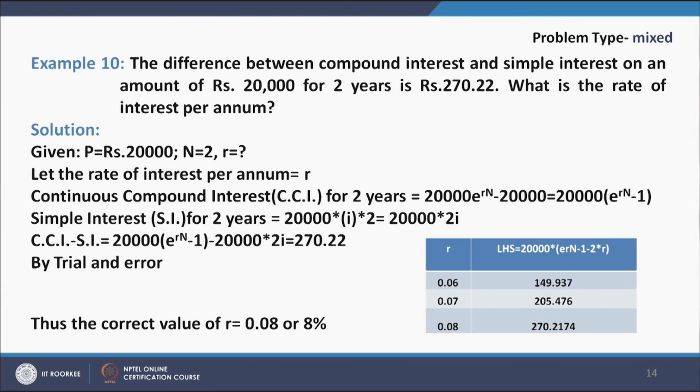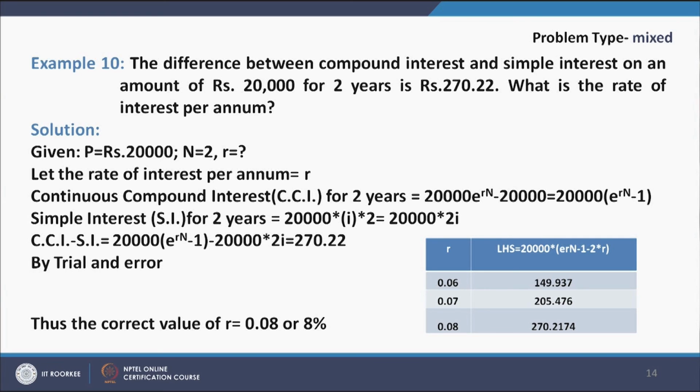Simple interest SI for 2 years is 20,000 into R into 2. So, it is 20,000 into 2R. So, CCI minus SI, that is continuous compound interest minus simple interest, is equal to 20,000 in brackets e to the power Rn minus 1, minus 20,000 into 2 into R, is equal to 270.22.